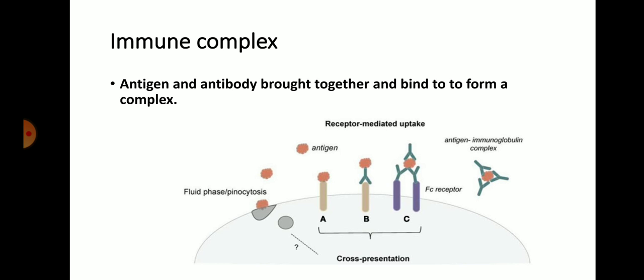So how is this immune complex formed? When antigen and antibody are brought together and bind, they form a complex which is called an immune complex. Whenever innate immunity fails to eliminate the antigen from the organism's body, the adaptive immune system is triggered for the formation of the immune complex and the formation of the antibody.